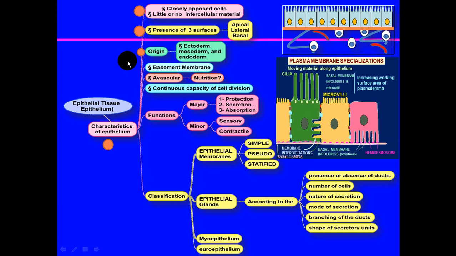The epithelium originates from the ectoderm, from the mesoderm, and from the endoderm. The ectoderm will give you the epithelia, which covers the skin. The mesoderm will give you the epithelia, which lines the blood vessels and the body cavities. The endoderm will give you the epithelium, which lines the GIT.